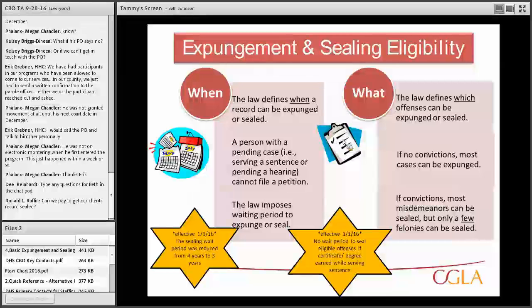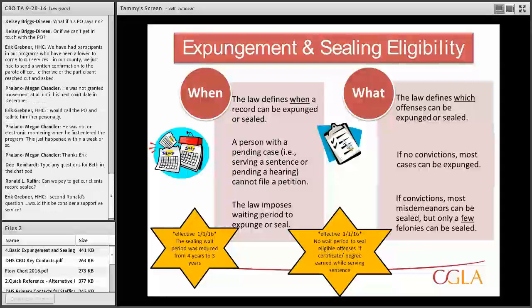So here's some expungement and sealing eligibility. It's all about when and what can be expunged and sealed. The law defines when. When is a waiting period before a record can be expunged or sealed. Something to note: a person with a pending case cannot file a petition at that time. They have to wait until all cases are over, and the law imposes that waiting period. I'm going to go into those a little more in a few more slides. And then the law defines what can be sealed, which offenses can be expunged or sealed, both in terms of whether it's expungement or sealing and whether it's an eligible conviction. So I'm going to break this down just a little bit.